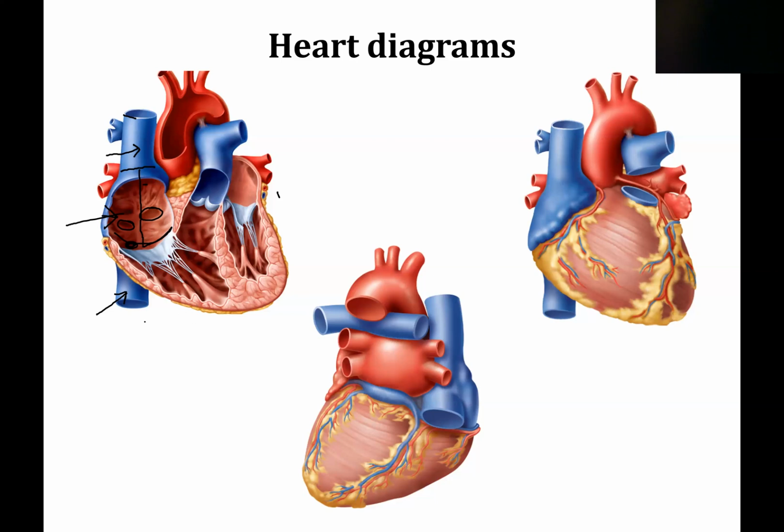Then the blood is going to go down through the tricuspid valve, which is this white flat area. And goes into this space, which is the right ventricle. Then the blood goes through the pulmonary valve into the pulmonary trunk.